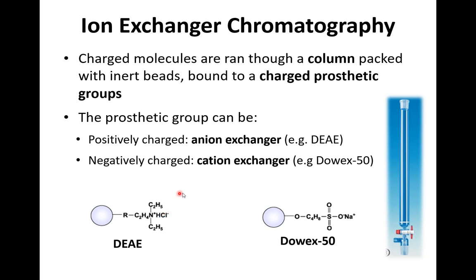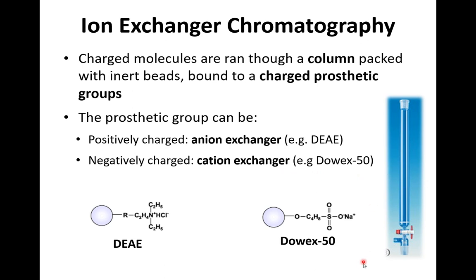But then we'll replace the chloride with any other molecule which is negatively charged. So we'd exchange anions. It will bind to anions, basically, to negatively charged molecules. Or you can have a cation exchanger like DOX50, which is negatively charged, so it's bound originally with a sodium ion here, but it will replace it with any other positively charged molecules, any other cations.